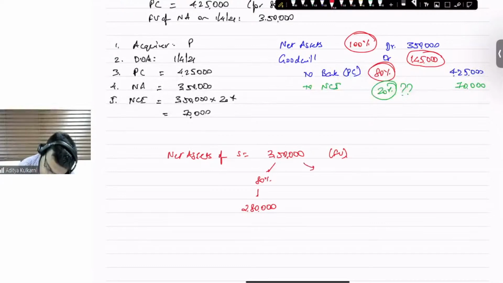Sir, what about the remaining 20%? That will go to that other person, the one whose name is NCI. So 70,000 will go to NCI. This is P, this is NCI. Now just pay attention.